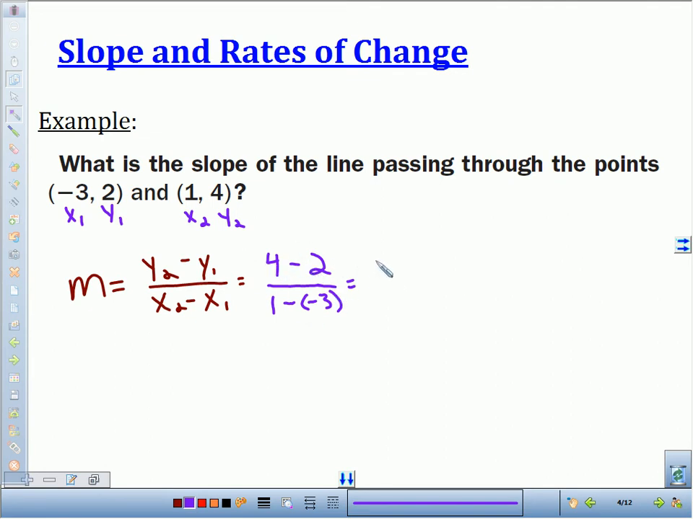On the top, 4 minus 2 is 2. On the bottom, 1 minus negative 3 is the same thing as 1 plus 3. 1 plus 3 is 4. Now this fraction, 2 over 4, I can simplify. 2 over 4 simplifies into 1 over 2, or 1/2. So the slope of this line is 1/2.